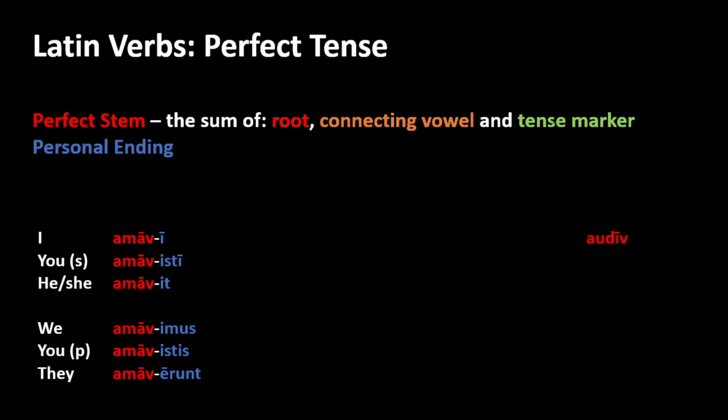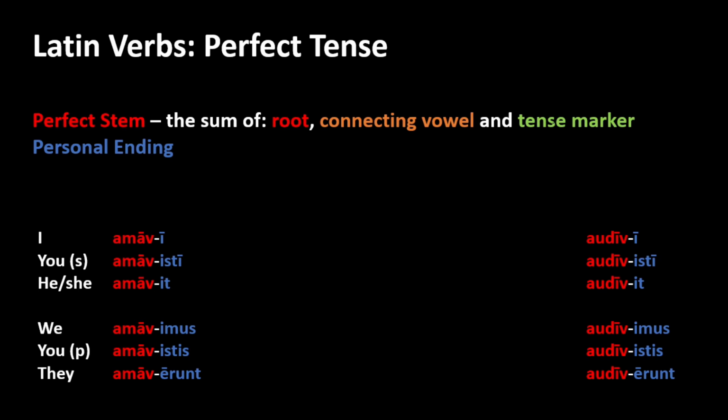Let us now see how the other groups of verbs in Latin form their perfect tense. Audiv, formed in exactly the same way as amav, of the root, the connecting vowel, and the tense marker, to which of course the usual personal ending is added. Audivi, audivisti, audivit, audivimus, audivistis, audiverunt. Seems relatively straightforward.